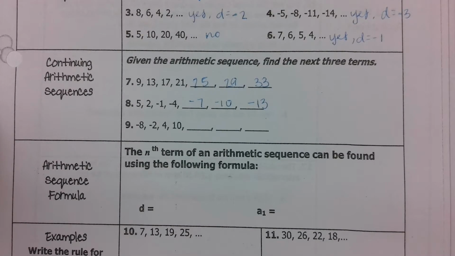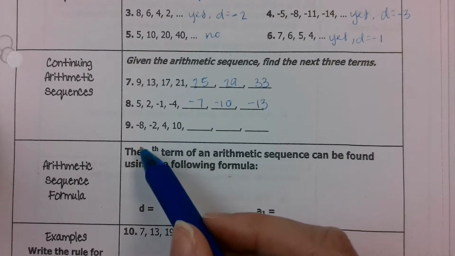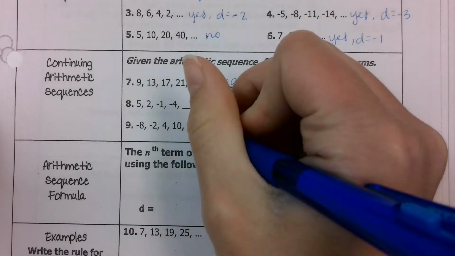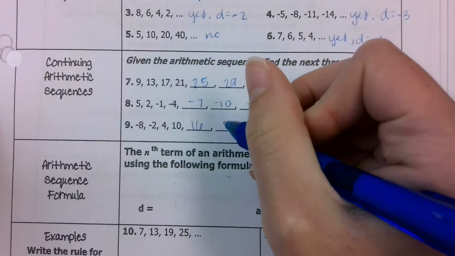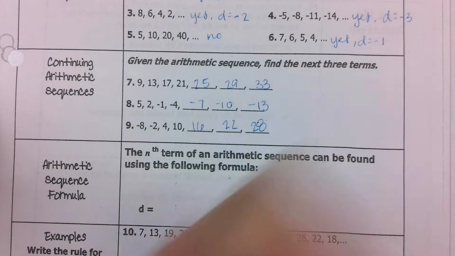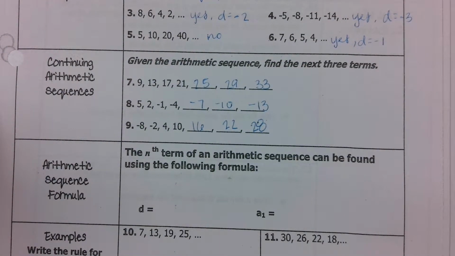Is that alright? Okay. So if you want to find the nth term of a sequence, they have a formula that will help you get there. Oh, sorry, we skipped number 9. I was getting way ahead of myself. Number 9: -8, -2, 4, and 10. What are they adding each time? 6. So add 6 to 10. What do we get? 16. And add 6 again. And one more time. There we go. Are we okay to move on now? Sorry, I jumped the gun there.